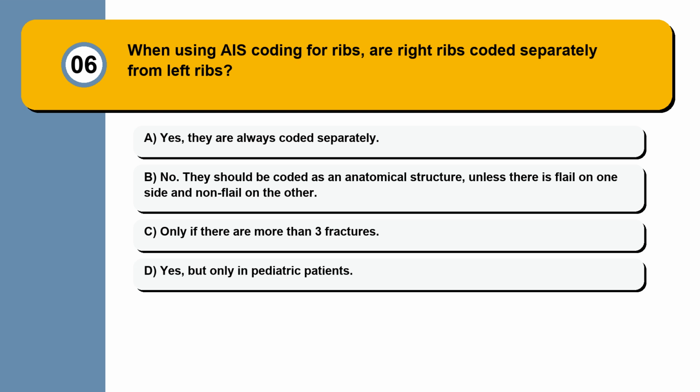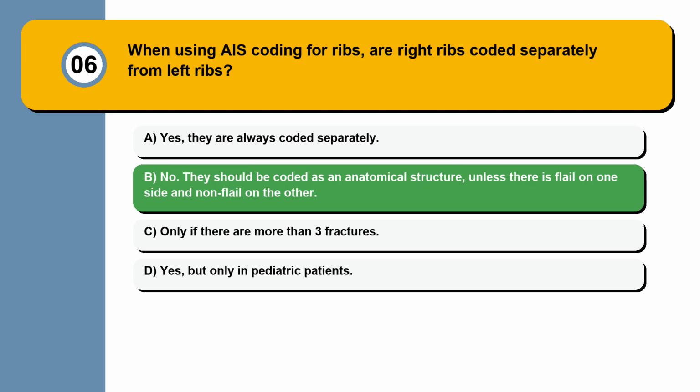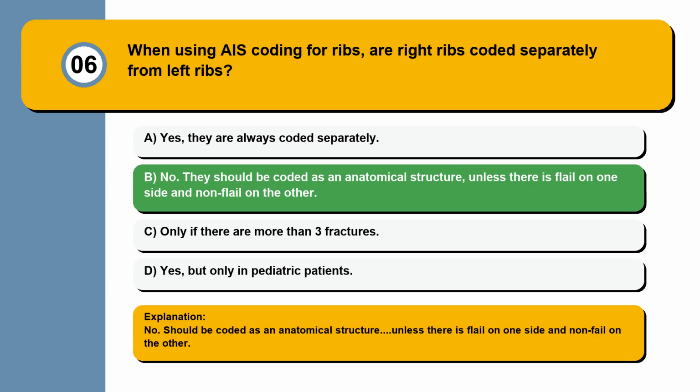Question 6. When using AIS coding for ribs, are right ribs coded separately from left ribs? Yes, they are always coded separately. No, they should be coded as an anatomical structure, unless there is flail on one side and non-flail on the other. Only if there are more than 3 fractures. Yes, but only in pediatric patients. No, should be coded as an anatomical structure, unless there is flail on one side and non-flail on the other.